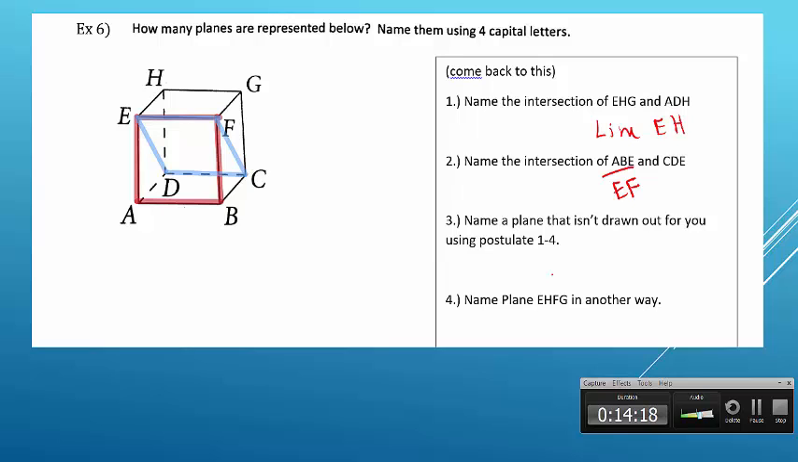Number 3 says name a plane that isn't drawn out for you. We've already done that, but you can pick, for example, since it's up here, EFCD. And that's fine. And then it says name plane EHFG in another way. So find that plane. Looks like they're talking about the top. You could name it with just 3 letters, like G, H, and E. All right, it's the same surface that connects all those points.